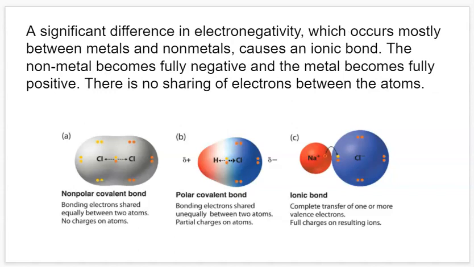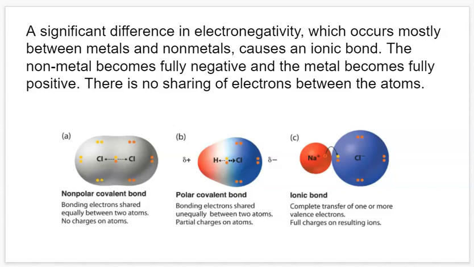When there's a significant difference in electronegativity, which usually occurs when you have a metal and a nonmetal on opposite ends of the periodic table, this generally causes an ionic bond. And the nonmetal will become fully negative, being the more electronegative of the two, and the metal will become fully positive, being something with a low ionization energy that is likely to lose electrons. And there's no sharing of electrons in this case.